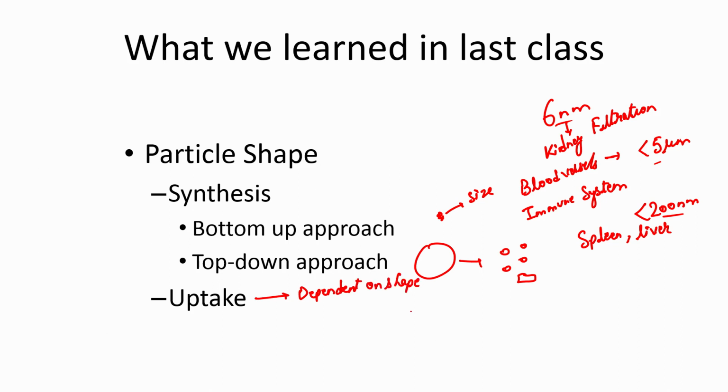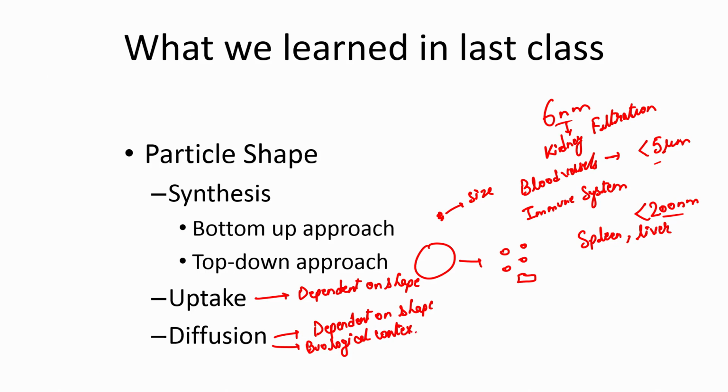We briefly discussed one research paper on this, but there are several research papers out there which further corroborate this point. And then we further found out that even the diffusion can be dependent on the shape itself. In this case, the diffusion we are talking about is in a biological context. So, this is what we talked about in the last class.